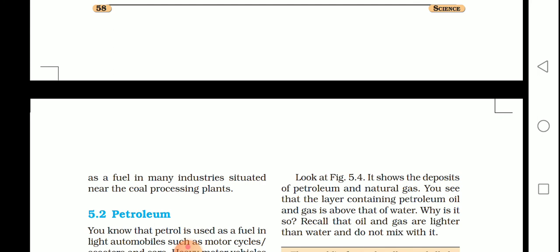In today's chapter we have learned about coal. Next we will study petroleum, how it is obtained and how it is formed. So thank you so much. If you have any doubt, underline those words and try to learn, and you can ask me or text me on WhatsApp. Thank you.